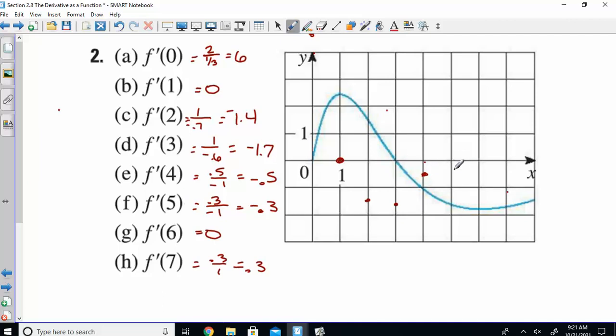4 is negative 0.5. At 5, we're at negative 0.3. 6, we're back at 0. And 7, we're at 0.3. So we're using that to kind of sketch the derivative.